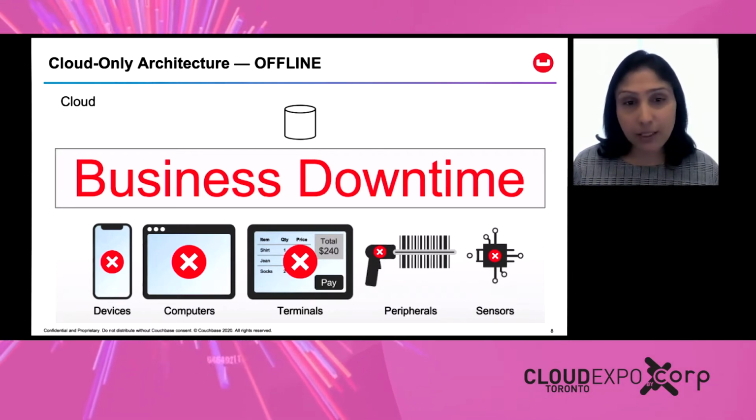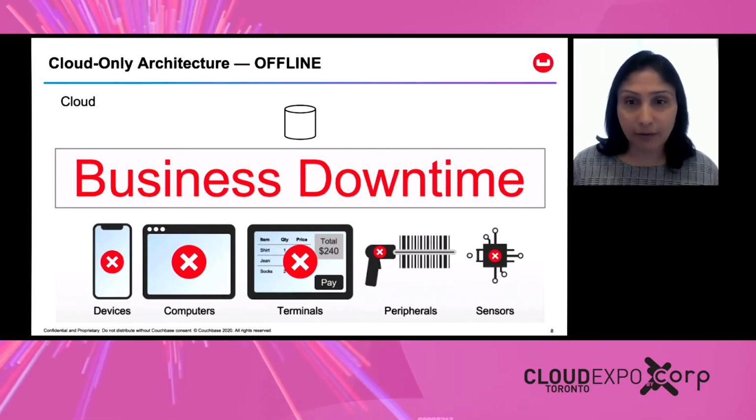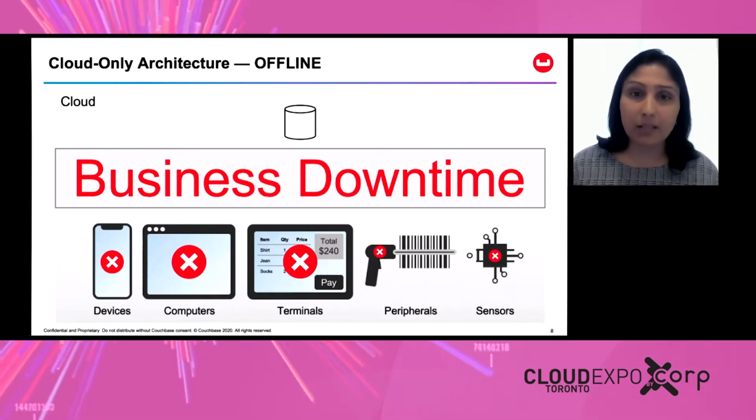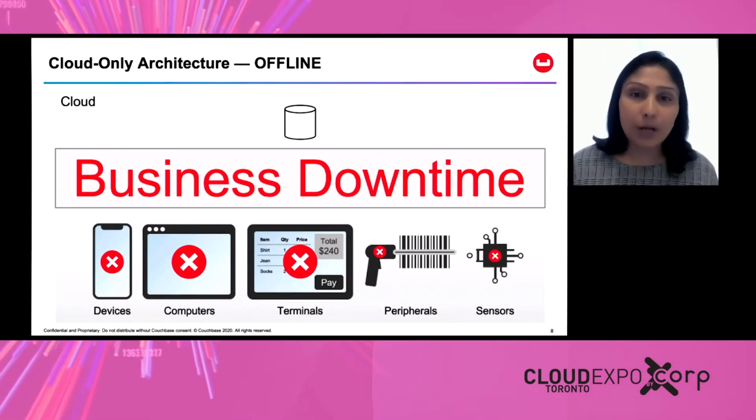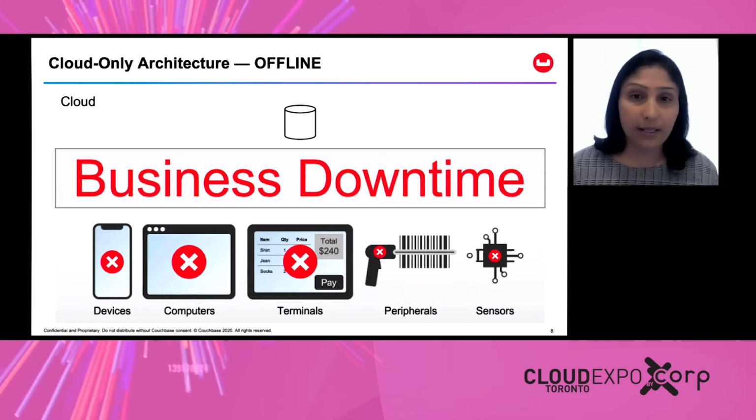Now, although network speeds are on the rise, there's the promise of 5G. At the end of the day, you can't defy the laws of physics. Data transfer is governed by the speed of light. So there is going to be network latency that you really can't control.